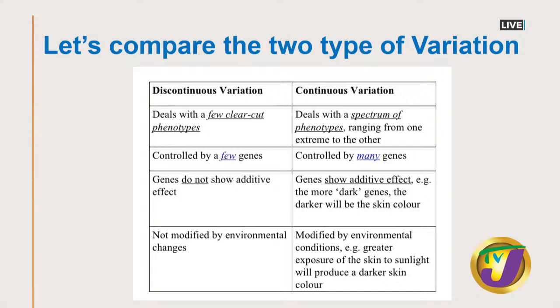And this could be supported by our final difference in that for discontinuous, it's not modified by environmental changes. So no matter where in the world you go, students, you will always have blood type A if that is what your genes depict. However, say for example, when you travel, as we highlighted in the previous scenario, it might definitely change. So continuous variation is modified by environmental conditions. And we looked at our skin tone as one of the major examples.